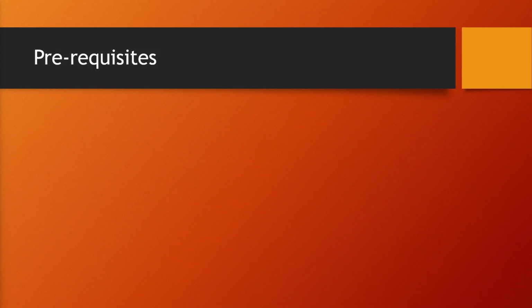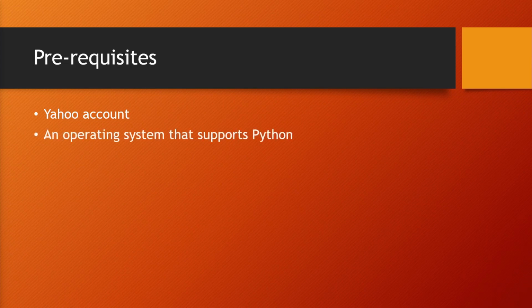Now before we begin with the actual demo, I would like to go through the prerequisites so that you'll be able to follow through the examples provided. First of all, you'll need a Yahoo account. If you don't have one, I suggest you pause this video and create one. You can easily Google the instructions to create a Yahoo account. Second, you'll need an operating system that supports Python. In this video, I'm using Windows OS, but you can also use Mac OS or Linux, which also support Python.